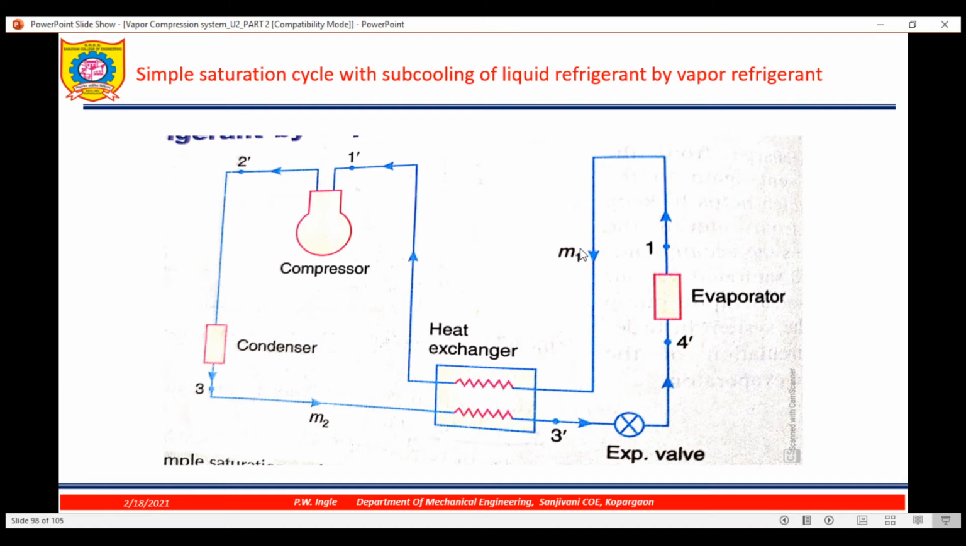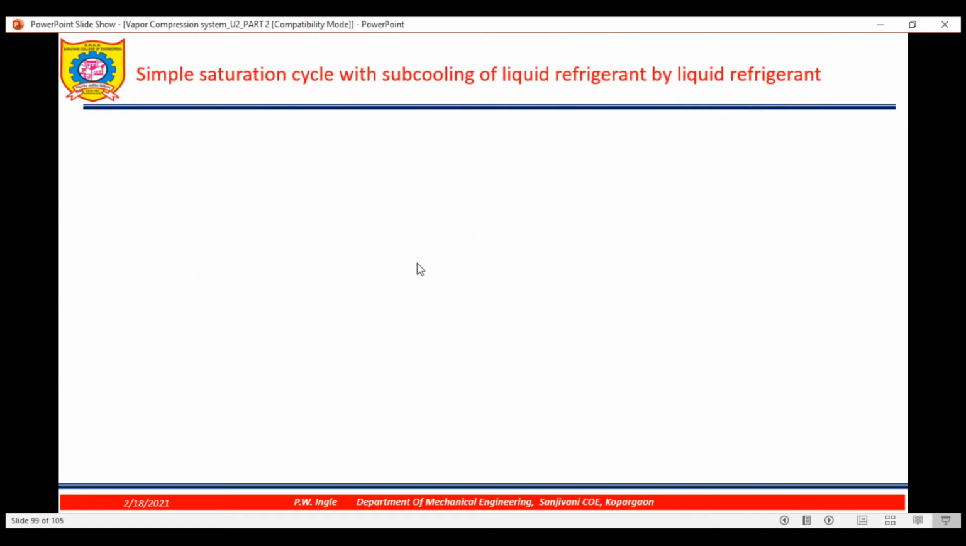If from the evaporator any liquid particles of refrigerant are carried away, they will get evaporated, and you can provide dry refrigerant to the compressor. So this is the simple saturation cycle with subcooling of liquid refrigerant by vapor refrigerant.